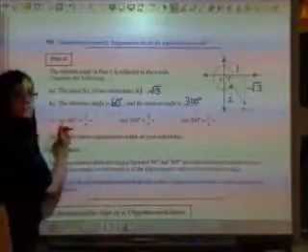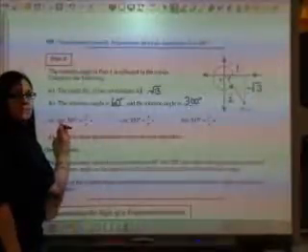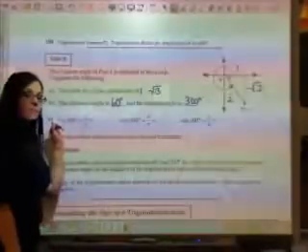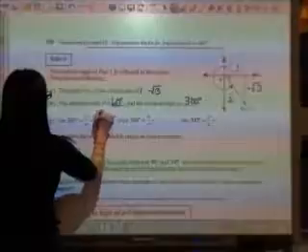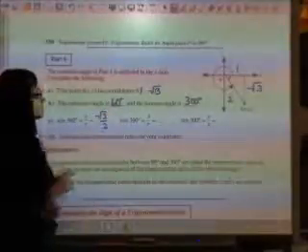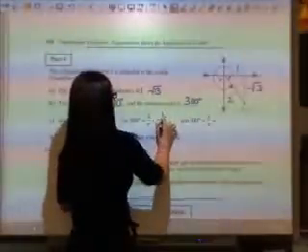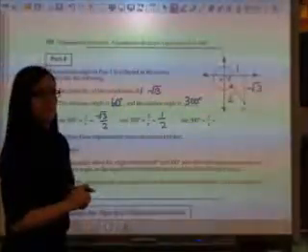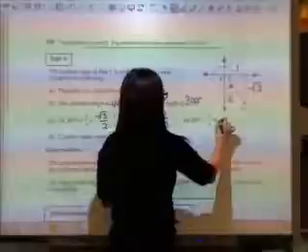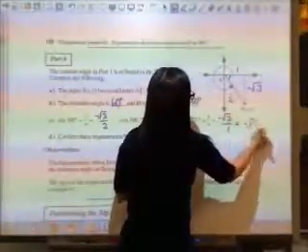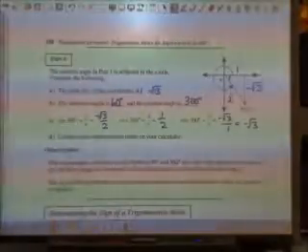What's sine? Negative root 3 over 2. Thank you. What's cos? And what is tan? Or just negative root 3.